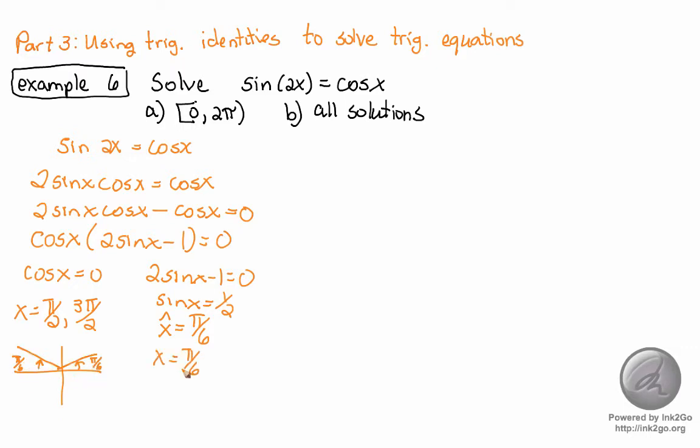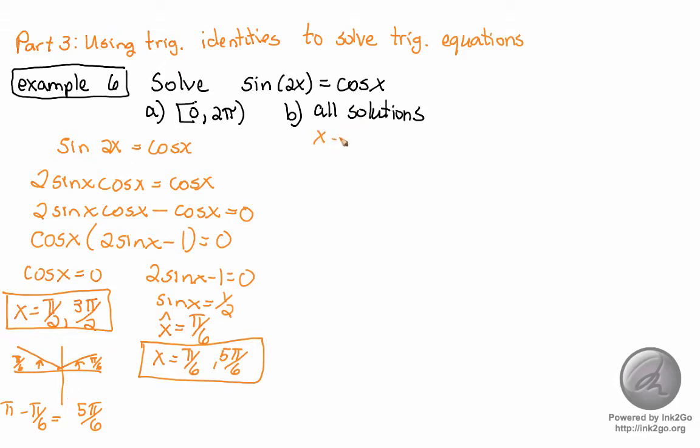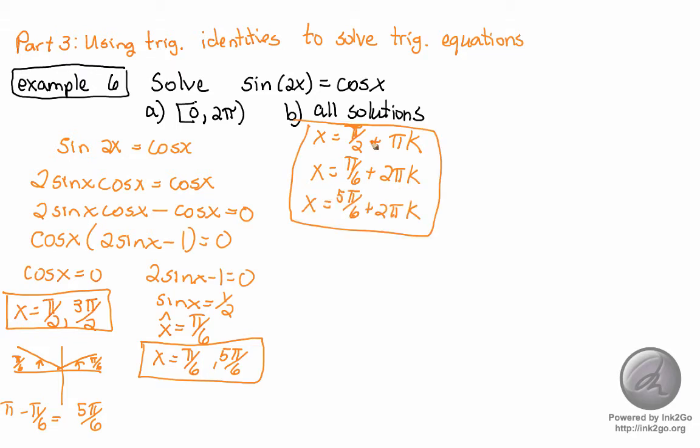Therefore, one answer is going to be pi over 6. And I need to find the second answer by taking pi minus pi over 6. And I end up with my second solution is 5 pi over 6. So for part A, we have 4 solutions: pi over 2, 3 pi over 2, pi over 6, and 5 pi over 6. Again, pi over 2 and 3 pi over 2, they differ by pi, so I can combine those together and write all my solutions just by pi instead of 2 pi. But these two do not differ by pi, they don't form a straight line, so I have to write them separately and add 2 pi k. And there's all my solutions to example number 6.